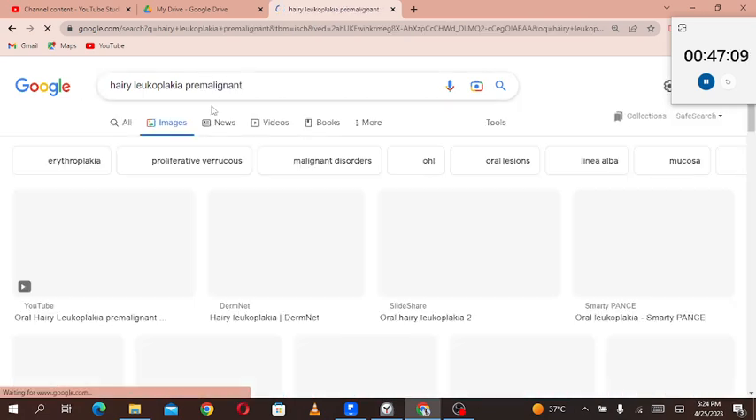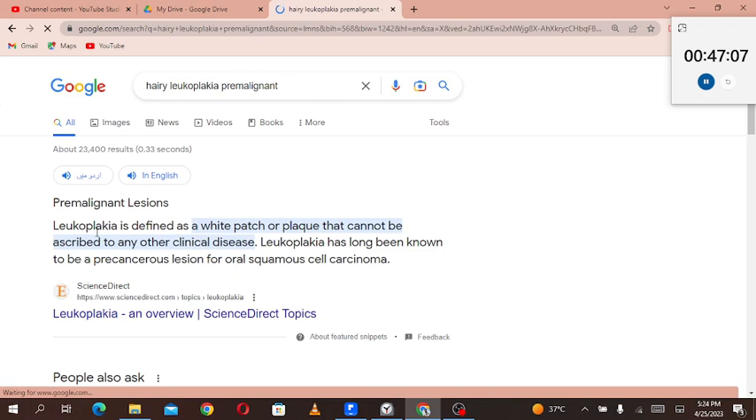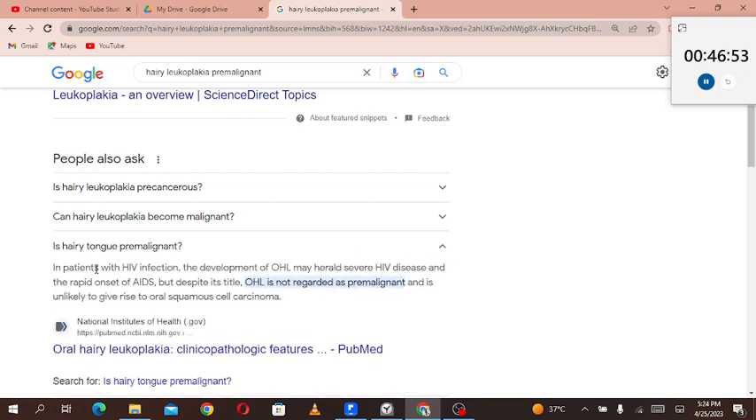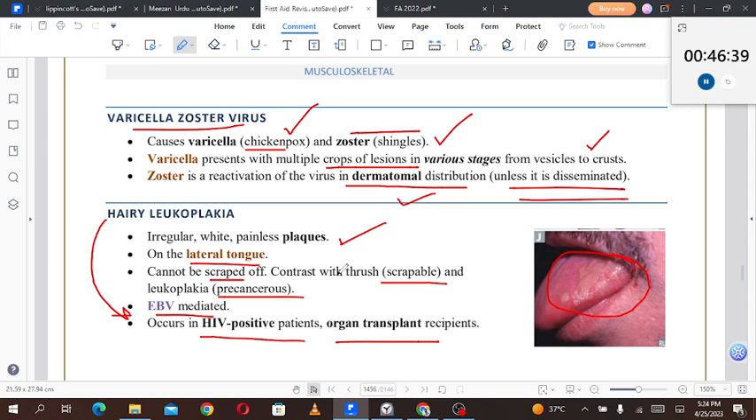Leukoplakia is pre-malignant. Leukoplakia is defined as a white patch or plaque that cannot be scraped off or ascribed to any other clinical condition. Leukoplakia has long been known to be a precancerous lesion for oral squamous cell carcinoma. So is hairy leukoplakia written there? Okay, give me a second. Despite this title, oral hairy leukoplakia is not regarded as pre-malignant, as it is unlikely to give rise to cancer.